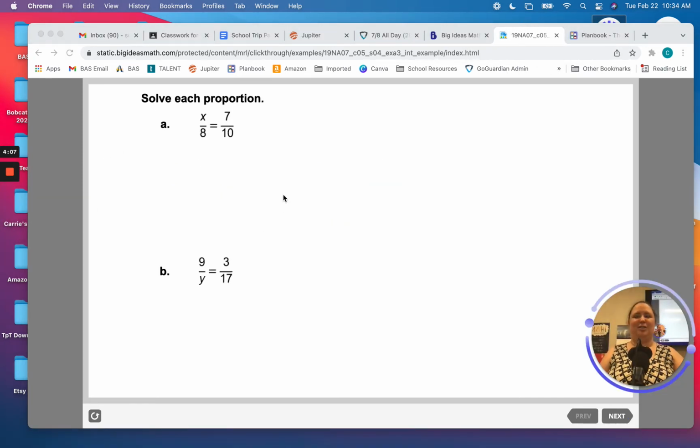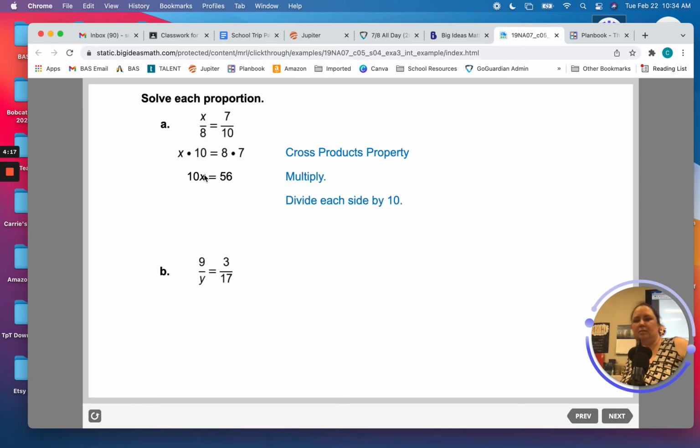Alright, so we're going to solve each of these proportions. Write it in your journals. You get points for this. Okay, so cross, multiply, and divide. Boom, 5.6. Okay, so we did 8 times 7, which is 56. Slow down. Not everybody's brain goes fast. And then we divide by 10, which means you just move the decimal 1. That gives you 5.6.